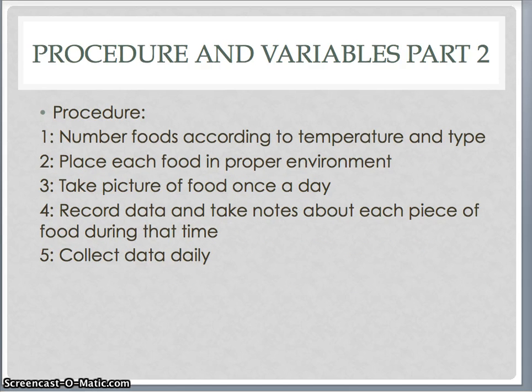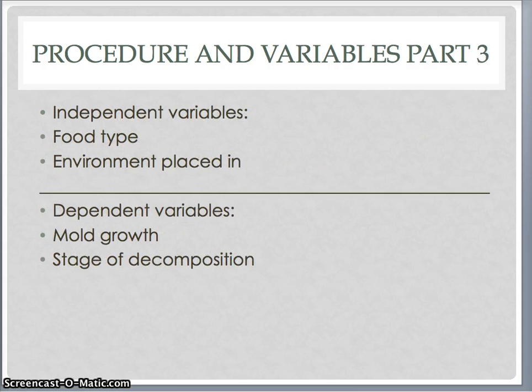I then took pictures of all foods on all of the days of my experiment. I also recorded the visual appearance, texture, mold growth, and stage of decomposition of each food daily for the entire 30-day period. My independent variables were the type of food and the environment the food was placed in. My dependent variables were the mold growth and the stage of decomposition the food was in.